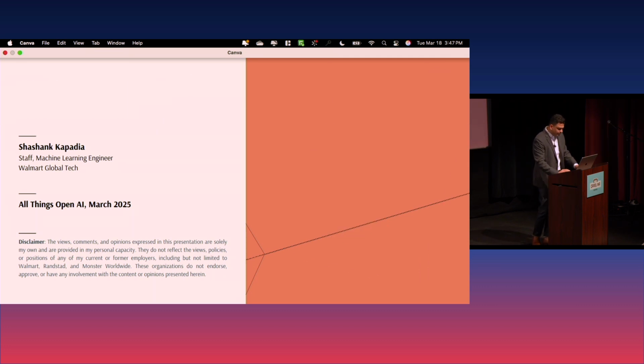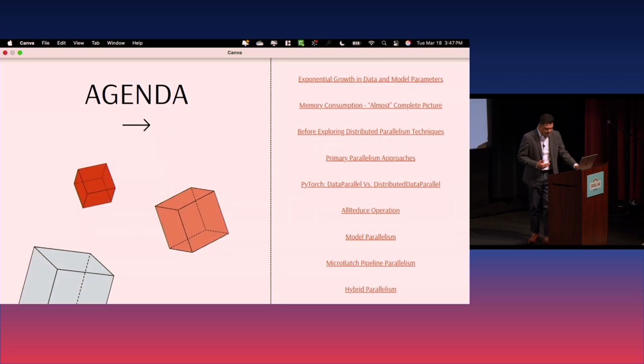So before we can get started with our agenda today, just to get an understanding of our audience, how many of you have explored parallelism or are already using parallelism when it comes to training your models? Can you maybe raise your hands? Okay. We have some. So I think for them, it probably would be a good refresher of the concepts.